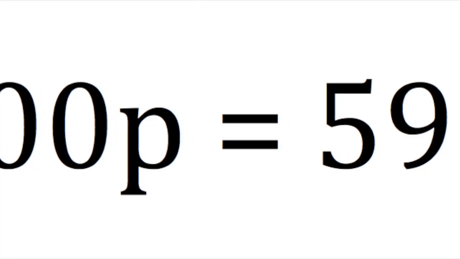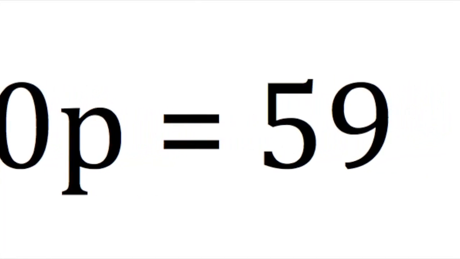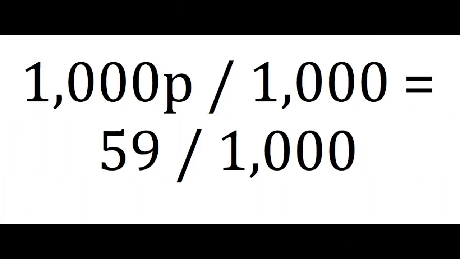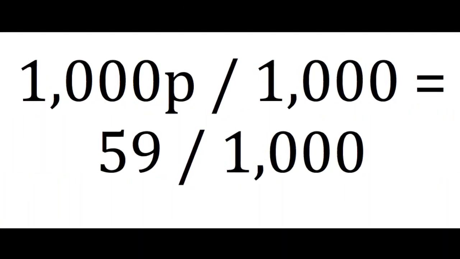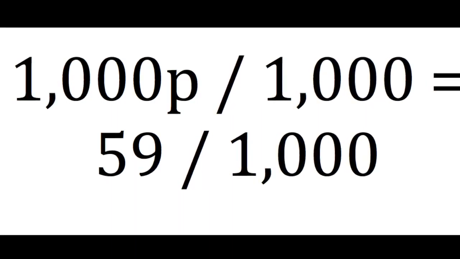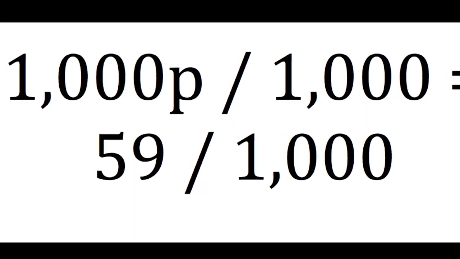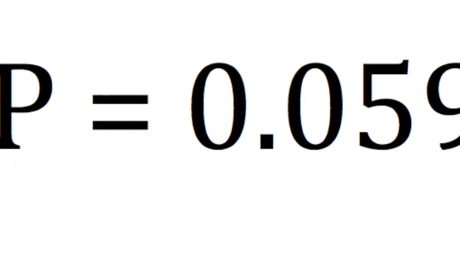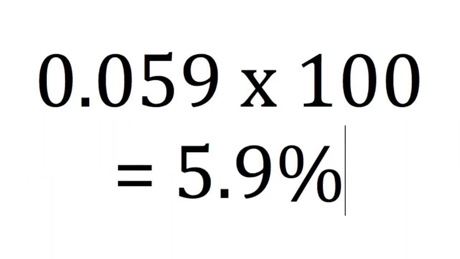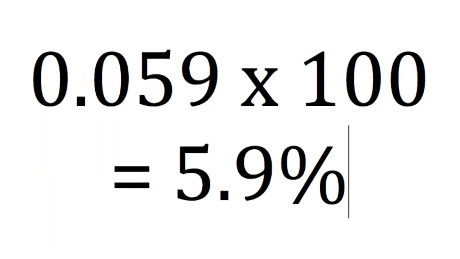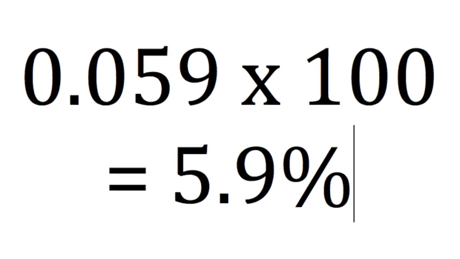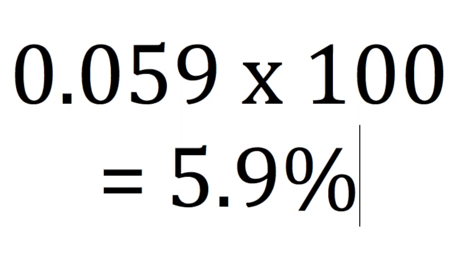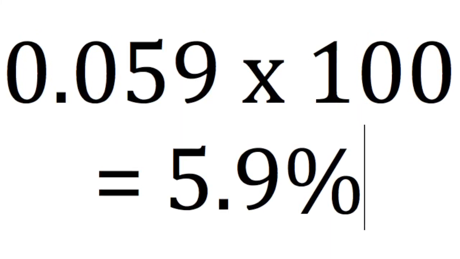By doing that, we do the opposite of multiplication and divide by 1,000 on both sides. Remember, whatever you do on one side of the equal sign has to be done on the other. This gives us 1,000p divided by 1,000 equal to 59 divided by 1,000, which comes out to p equals 0.059. Now that isn't quite your answer just yet. We need to turn that into a percent. Remember, percent is simply parts per 100. So we take 0.059 and multiply it by 100, and that gives us our final answer of 5.9%.